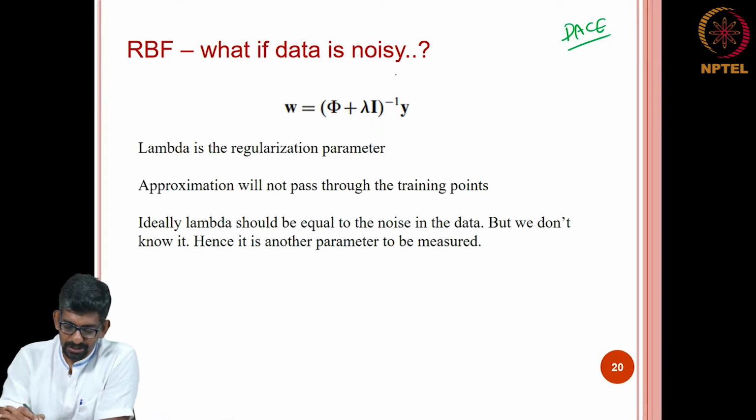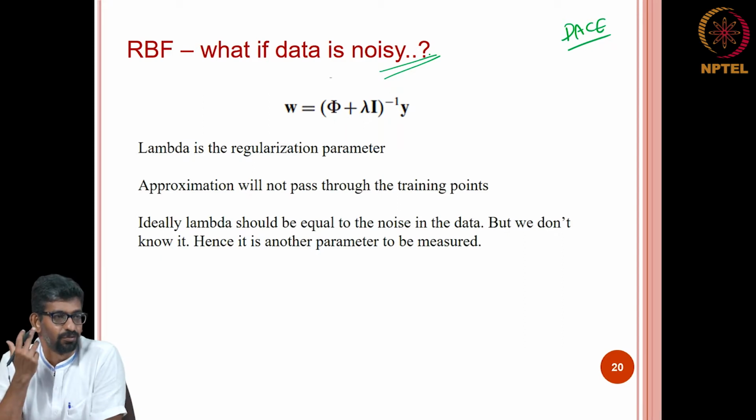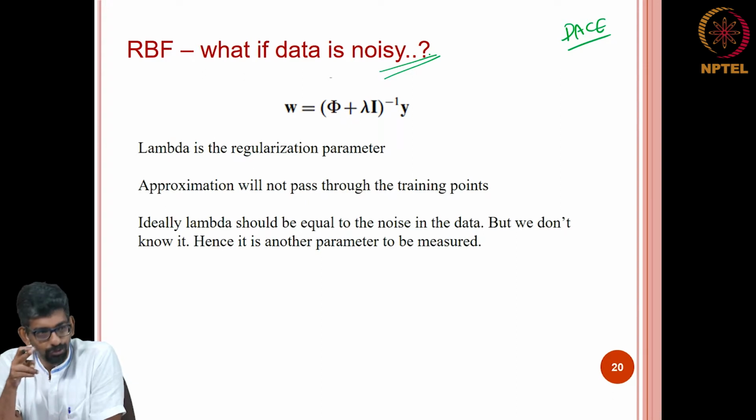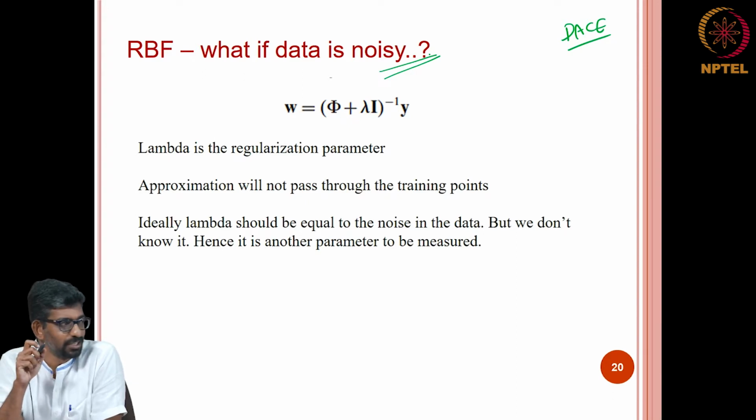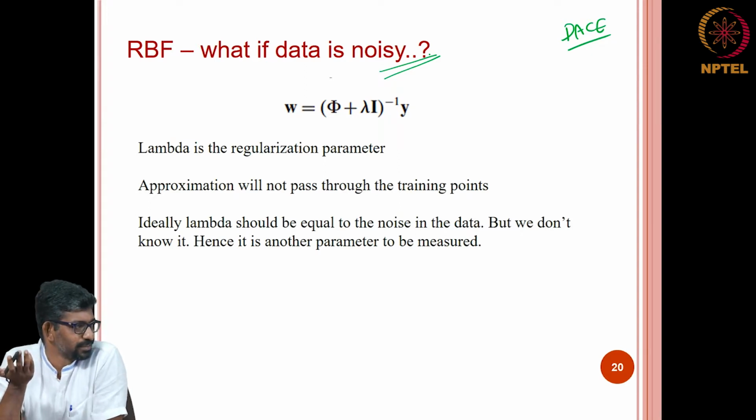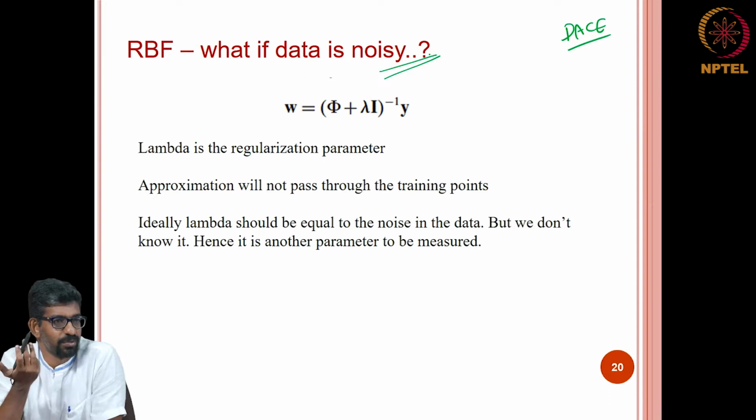So, the question is, what happens if the data is noisy? Then you do not expect the curve to go through all the points, okay. Unless you have 100% confidence in the data you have, you do not want that, because you know that it also has errors, correct. The points that you estimated might also have errors. Then you want to fit only in an average sense.